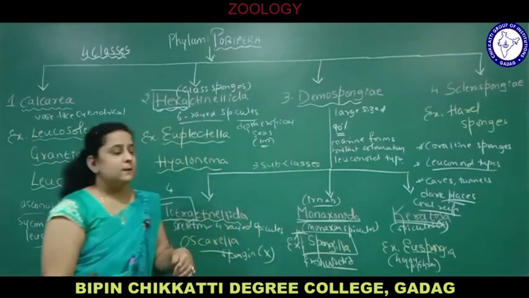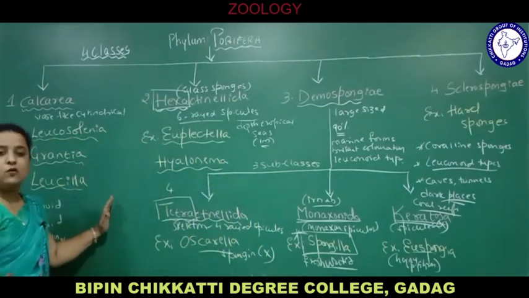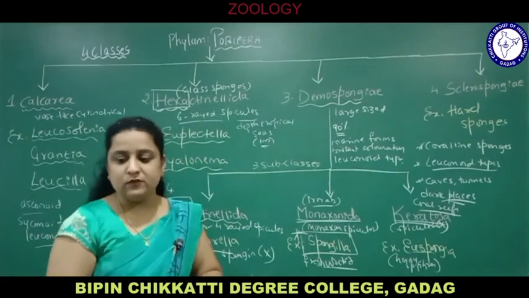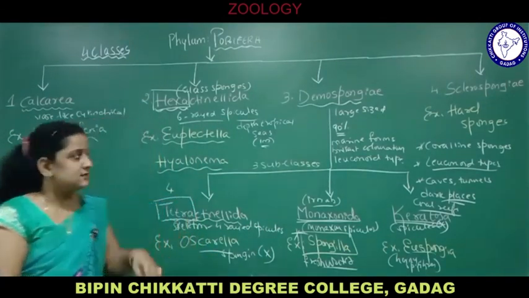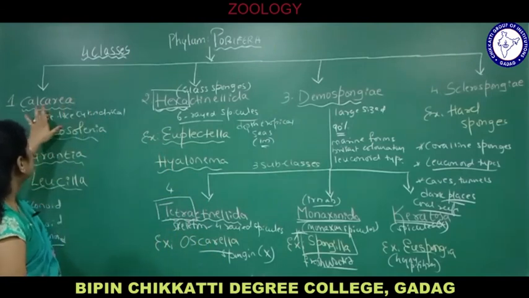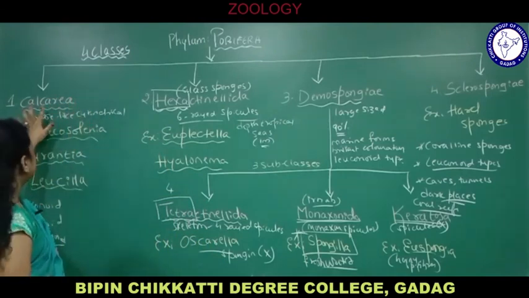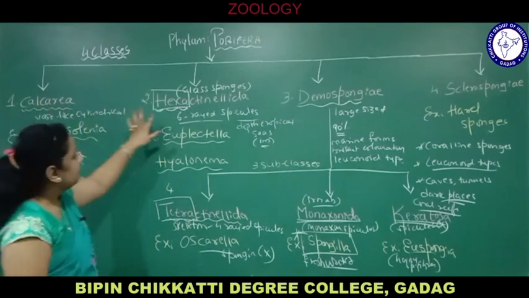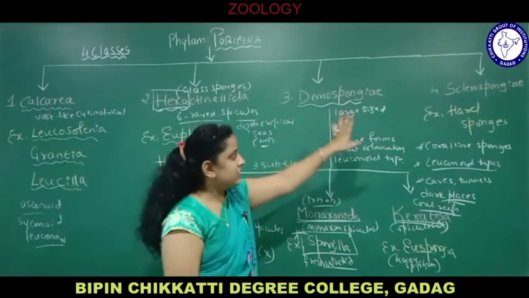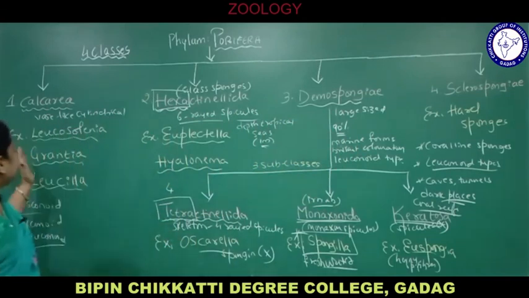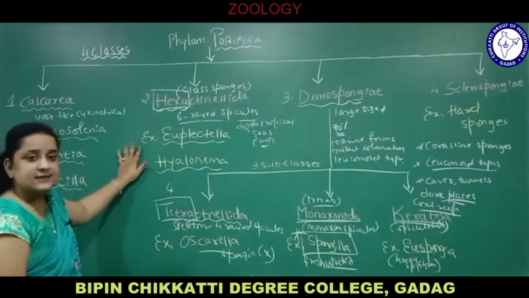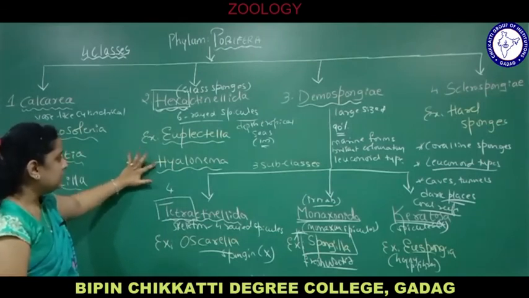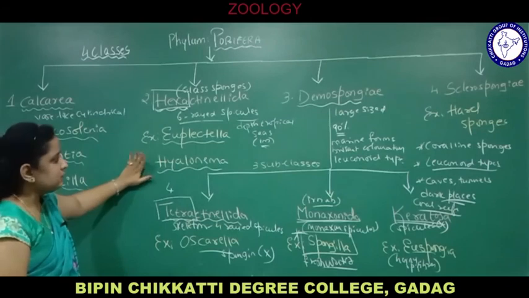So example of class Sclerospongiae is hard sponges. Sclera means hard. So this is the classification of phylum Porifera. Phylum Porifera is divided into 4 classes. Number 1, Calcarea, Hexactinellida, Demospongiae and Sclerospongiae. In Calcarea there are no subclasses further. There are orders, but you are studying only up to class level. Example, Leucosolenia, Grantia and Leucilla. Second class, Hexactinellida, Euplectella and Hyalonema. Commonly it is called glass sponges.